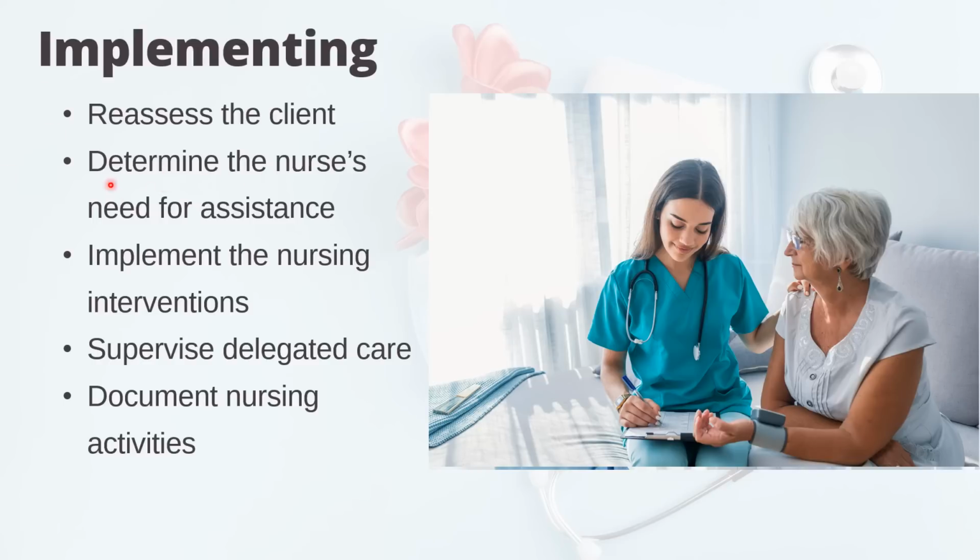Okay, it is in implementation that we determine if we need assistance. Like for example, if we need to reposition our client in bed, or if we need to transfer our client from the bed to the chair, or from the bed to the commode, then you have to determine if you need assistance. Okay, you might need assistance, especially in lifting your client, or you might need assistance from other members of the healthcare team. You might need to refer the client's condition to his or her attending physician as well. Okay, so you implement the nursing intervention. We have our independent, interdependent, and dependent nursing interventions, which we will be discussing in the fundamentals of nursing.